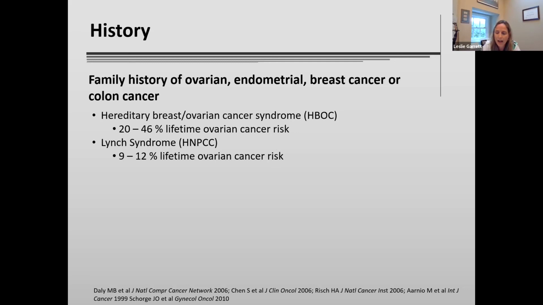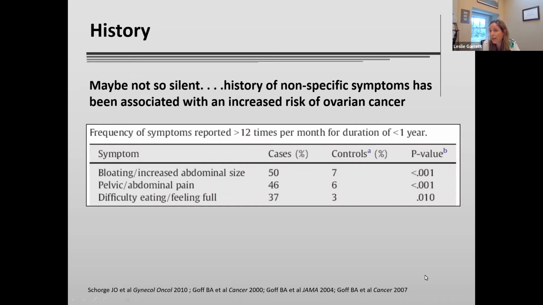And so the other thing is, what are they going to tell us? What do we want to know when we're taking that history besides their age and their family history? Well, we want to know, is this symptomatic? And if it is, what are the symptoms? Because maybe ovarian cancer isn't too silent. And what some studies have shown is that most women who are diagnosed with ovarian cancer will report symptoms of bloating, increased abdominal girth, pelvic or abdominal pain, or difficulty eating and feeling full.